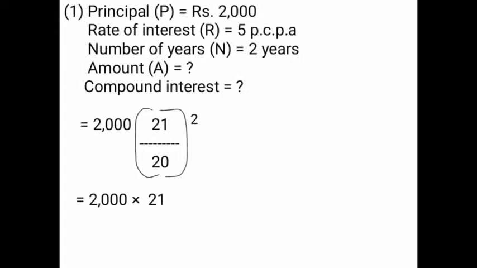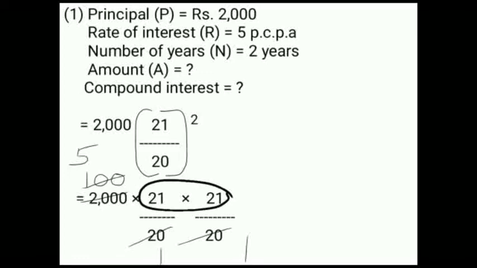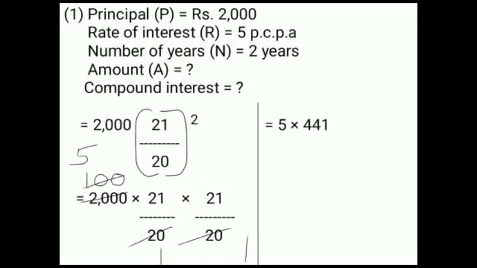That is equal to 2000 multiplied by 21 upon 20 multiplied by 21 upon 20, because 21 upon 20 square is there. That's why you have to write it in multiplication form, 2 times. Now you have to do the cancellation. 20 hundreds are 2000, 20 fives are 100. That is equal to 5 into 21 into 21. First you have to multiply, square of 21 is 441, and then you have to multiply 441 into 5.